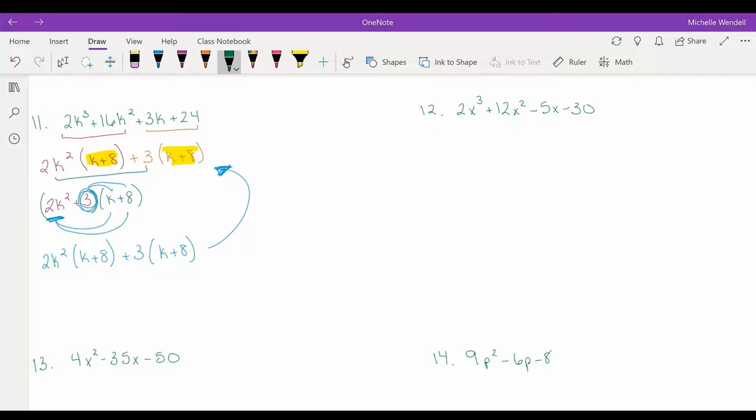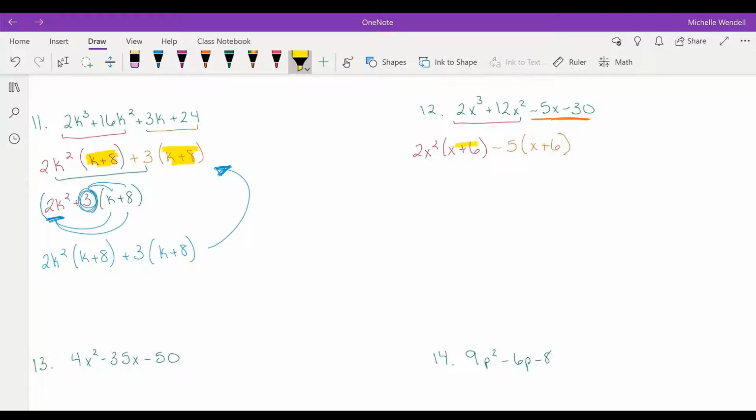Alright, number 12. Again, another factor by grouping, because I have 4 terms, so I know that I should group them to solve this problem. So I'm going to pull out a 2x squared here, which leaves me with an x plus 6. And now this one's a little tricky because you have a negative here. If this first term is negative, then you should pull out a negative. So I'm going to pull out a negative 5 and get x plus 6.